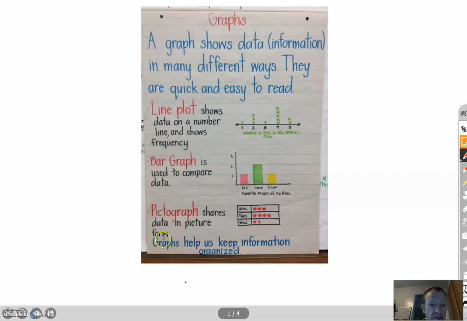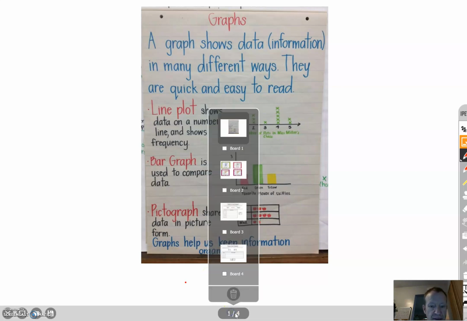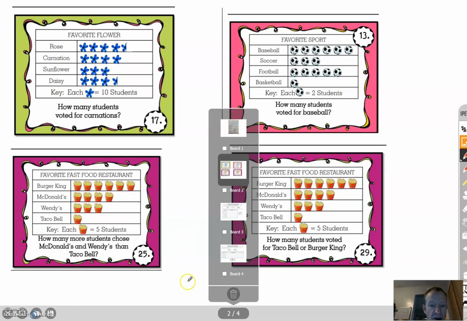This one right now we're going to talk about pictographs. Graphs are used to show information in many different ways. They are quick and easy to read. So we're going to focus on pictographs, and there are very important skills in reading a pictograph that I want to explain to you. So we're going to come up and look at some graphs that I already have up here.